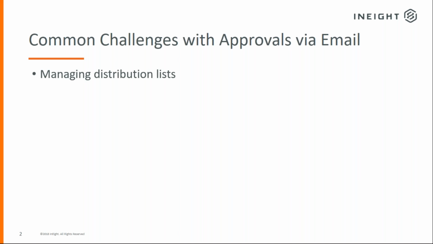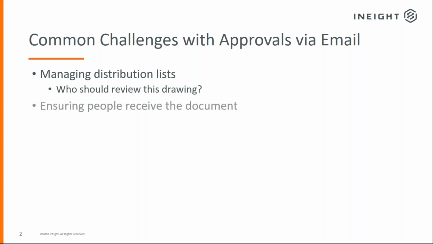Some of the key items would be things such as managing a distribution list. It can be very hard to figure out who needs to review a particular drawing, obtain their contact details, issue them the drawings, and ensure they return them.